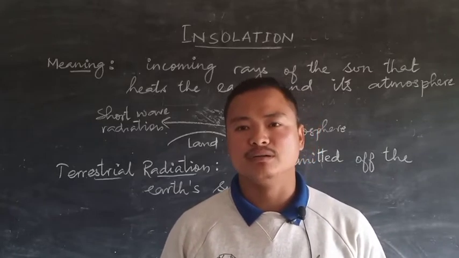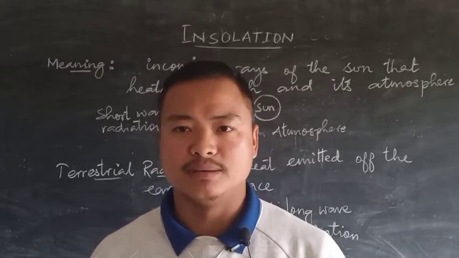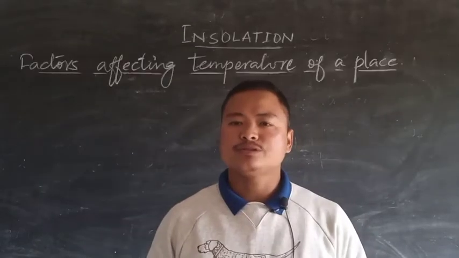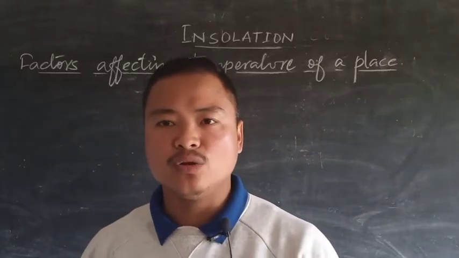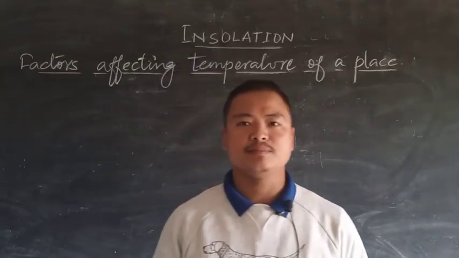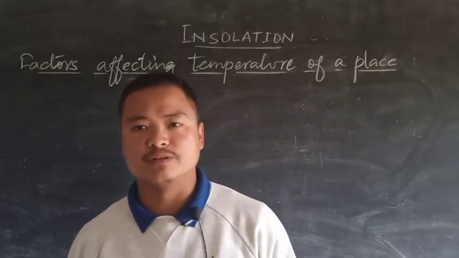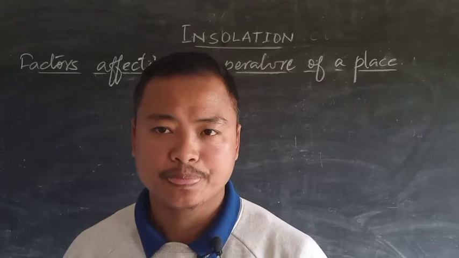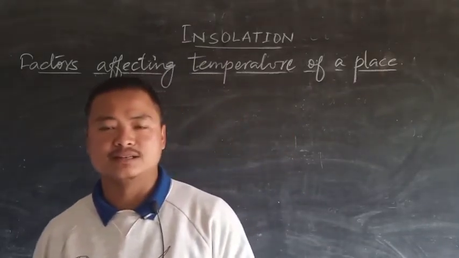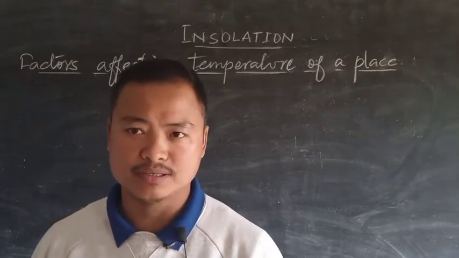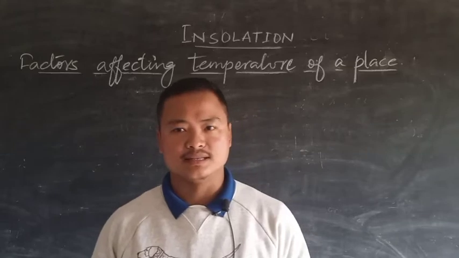Now we will be discussing the factors that affect the temperature of a particular place. When we talk about the temperature of a place, we see that no place on the earth has the same temperature condition, and you may find variations in temperature from one place to another. That is what we call the factors that govern or affect the temperature of that particular place. So let's discuss them one by one, what are the factors that affect the temperature.